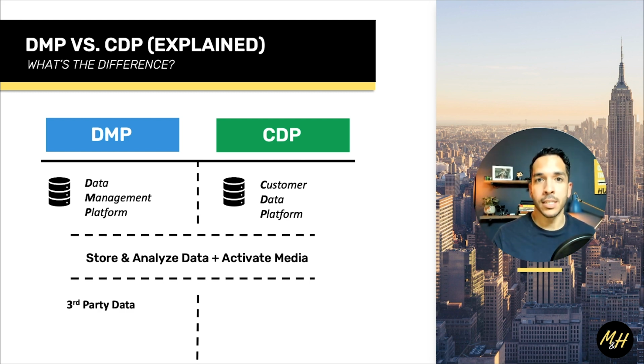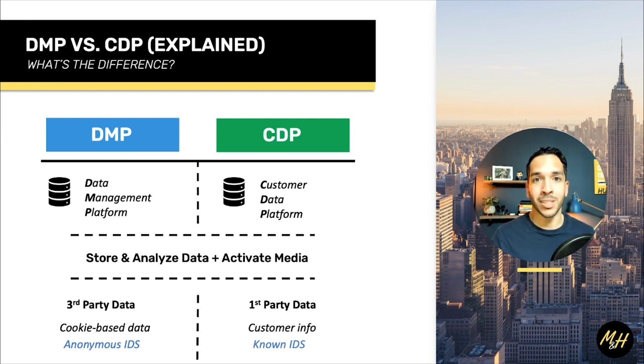Now, the difference is that a DMP focuses on third-party data, while a CDP focuses on first-party data, which is the existing customer data you might have about your business. Third-party data is cookie-based mainly, so it's anonymous IDs. You don't actually really know who these people are, while first-party data is your existing customer data that might be in your CRM system or in other forms of marketing programs and software that you might have. Point is, you know who these people are. They're known IDs, and that's the fundamental difference.